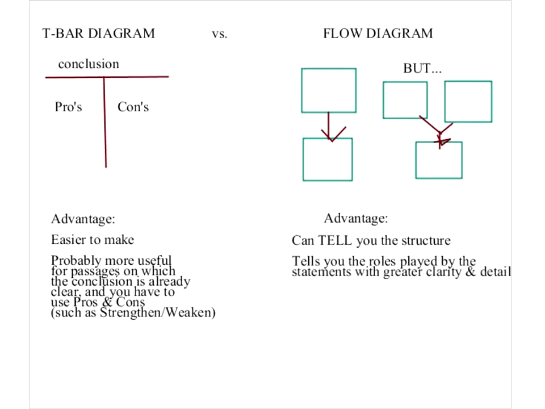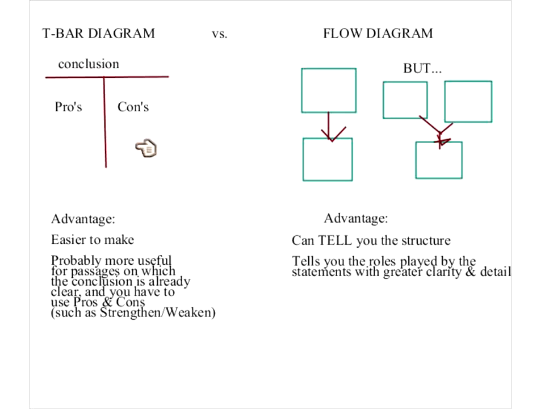Clarity meaning that you can just look at the diagram. This is going to be the conclusion. This is support. This is the opposing conclusion. This is support for the opposing conclusion. In a T-bar, you can't see all that right away. And also detail, meaning in the T-bar diagram, it's beyond pro and con, you're not going to see a whole lot else.